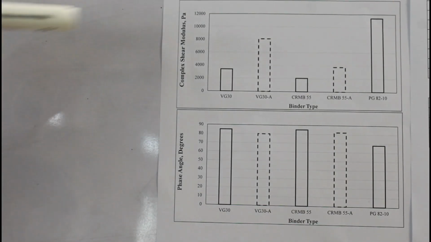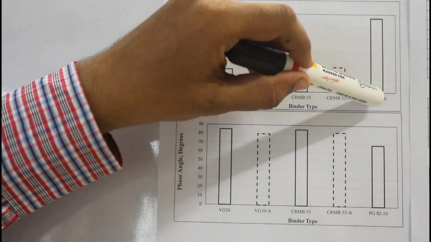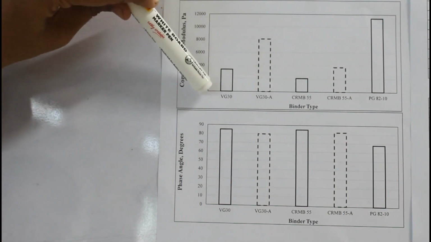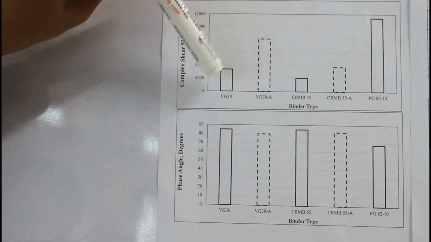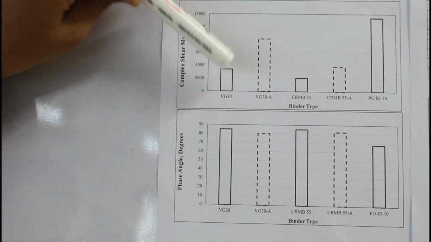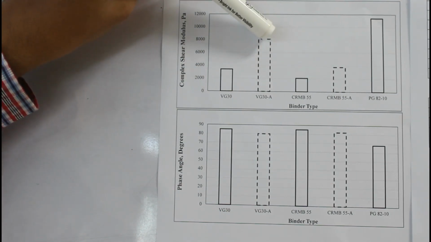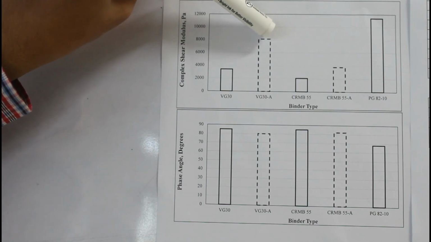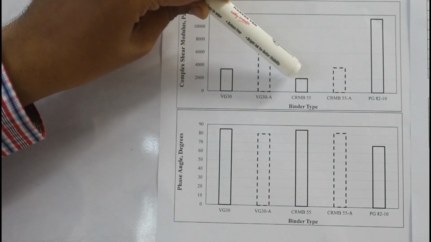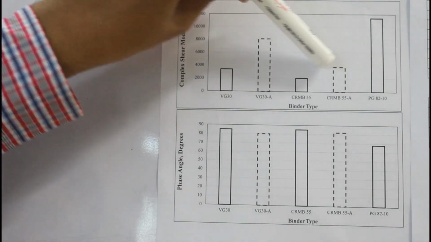You can see the first graph is complex shear modulus versus the different binder types. For VG30, you can see how the stiffness has increased. In the unaged condition the modulus was around 3300, but after RTFO or short-term aging, you can see how much the stiffness or complex shear modulus has increased. Similarly for CRMB, the modulus was around 2000, and after short-term aging it is around 4000.